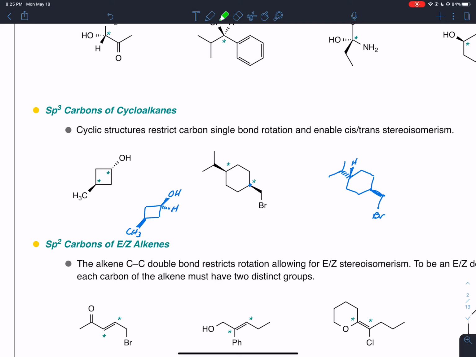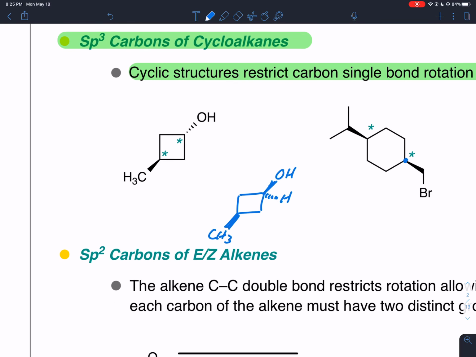Hi everyone, in this tutorial we are going to be discussing our second type of stereocenters, the sp3 carbons of cycloalkanes. It is the case that cyclic structures can cause a restriction in carbon-carbon single bond rotation, and this restriction in rotation often lends itself to this idea of having cis-trans stereoisomerism. Cis as a term refers to two groups being in the same direction in 3D space, and trans refers to them being in opposite directions in 3D space. Let's look at some examples.